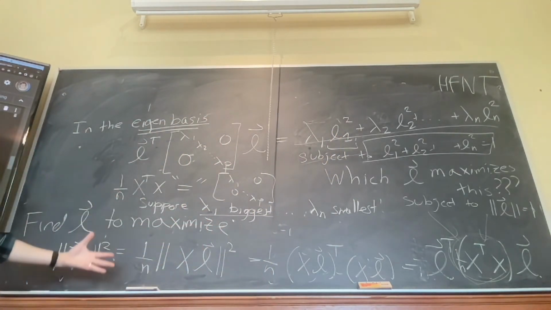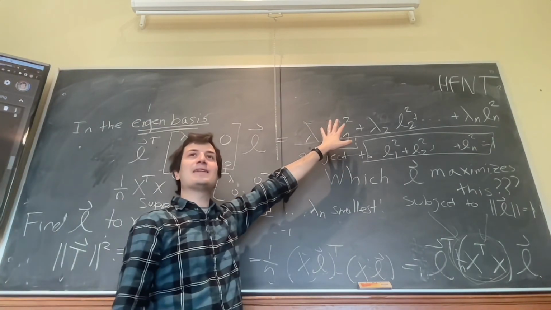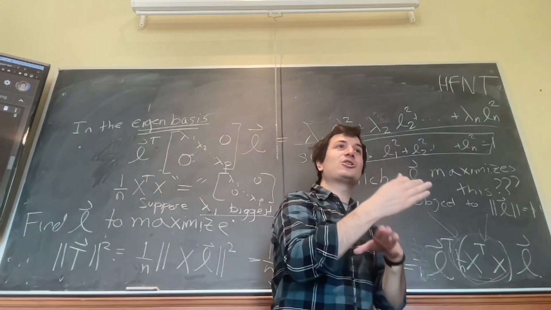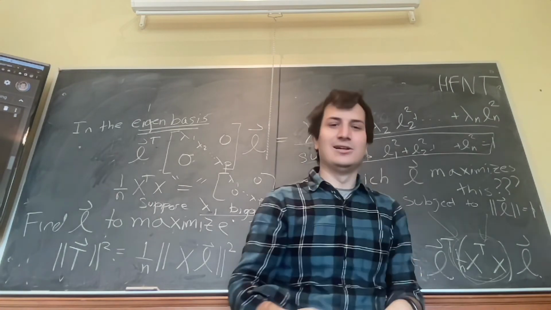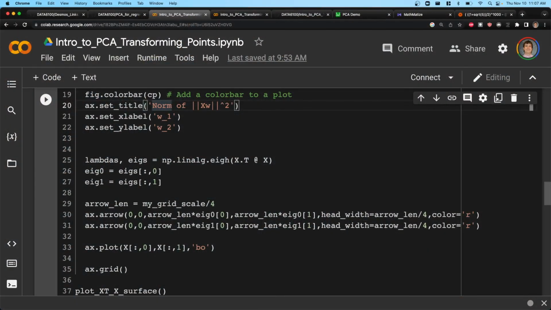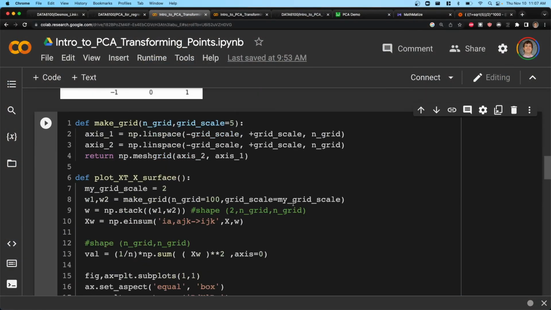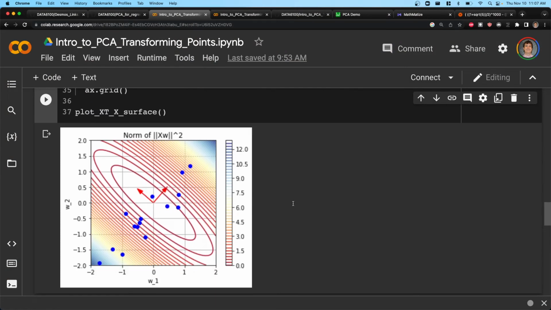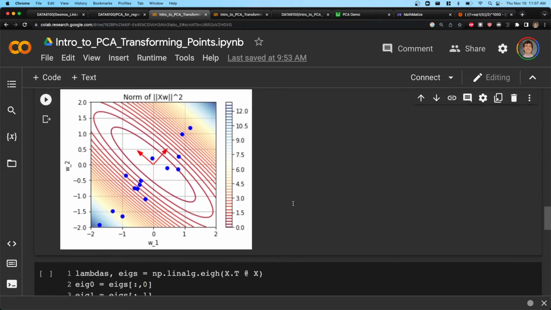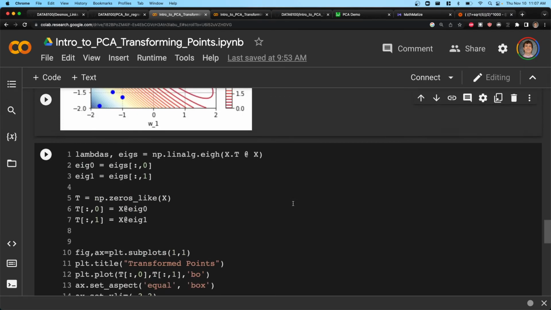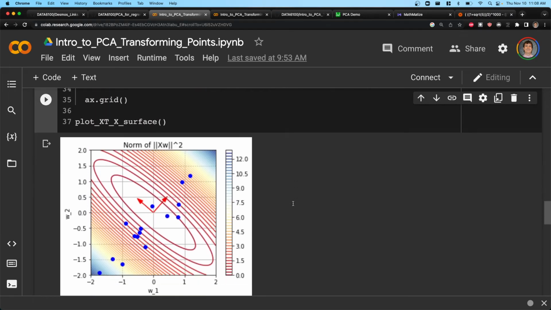But we're working in the eigenbasis, so saying L1 equals 1 says put everything in the direction of the first eigenvector. And you can see that visually on our screen, right? On our screen, the best direction is this eigenvector. This eigenvector is the best. That's the eigenvector with the largest eigenvalue. Did I write the eigenvalues down as well? I did something with them. Oh, I transformed the points.